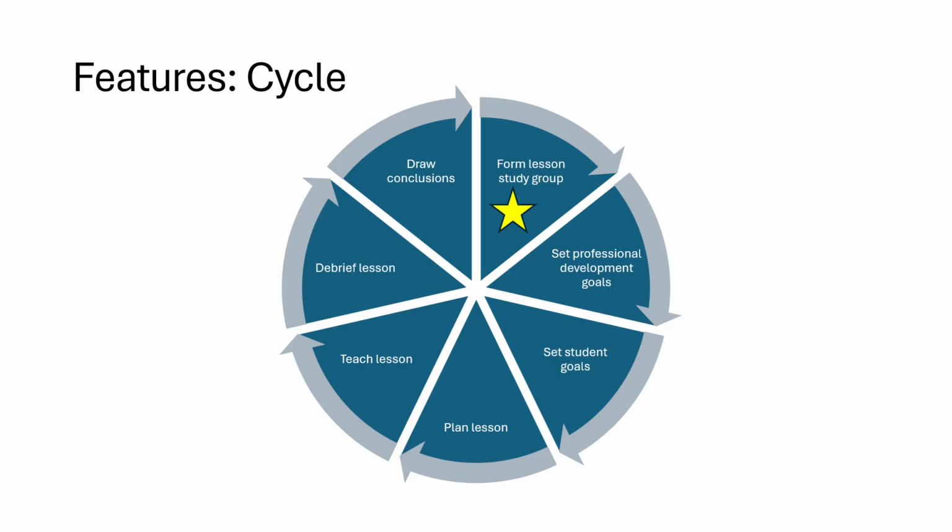It then moves on to debriefing the lesson back with the teacher group. Based on the observations and student work, how did this particular strategy or experiment impact student success? What actually worked here? And lastly, based on everything else, we can draw conclusions. What observations did we make that will impact future instruction?